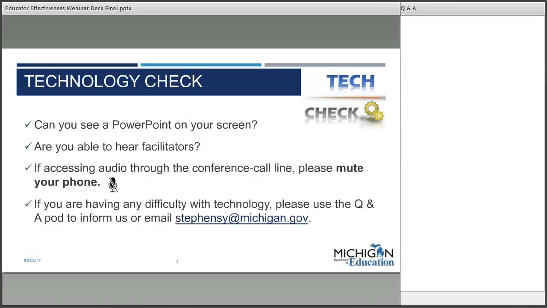First, just going over a little bit of a tech check. Right now you should be seeing a PowerPoint on your screen, hopefully, and you should be able to hear the facilitators. We are talking right now, so if you can't hear us, let us know. If accessing audio through the conference call line, again, please mute your phone. If you're having difficulty with technology, please use the Q&A pod to inform us, or you may also email Yolanda Stevens at S-T-E-P-H-E-N-S-Y @michigan.gov.